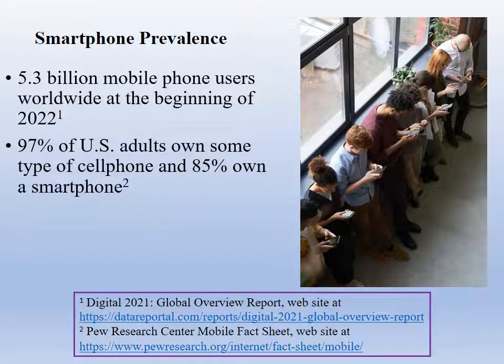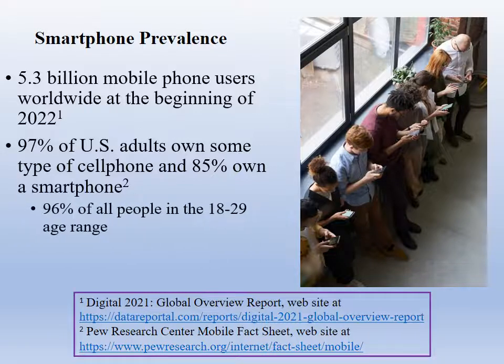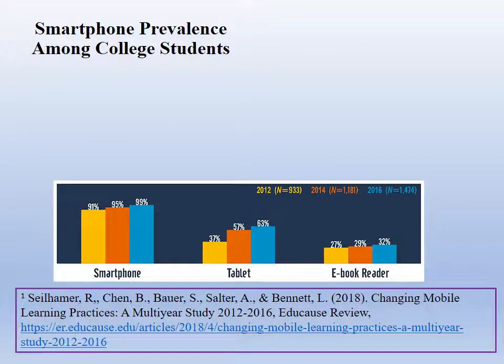Smartphone statistics are especially high for people of college age. Pew, in their 2021 report, states that 96% of all U.S. adults in the 18 to 29 age range own a smartphone. So what other evidence exists for high smartphone prevalence among college students?